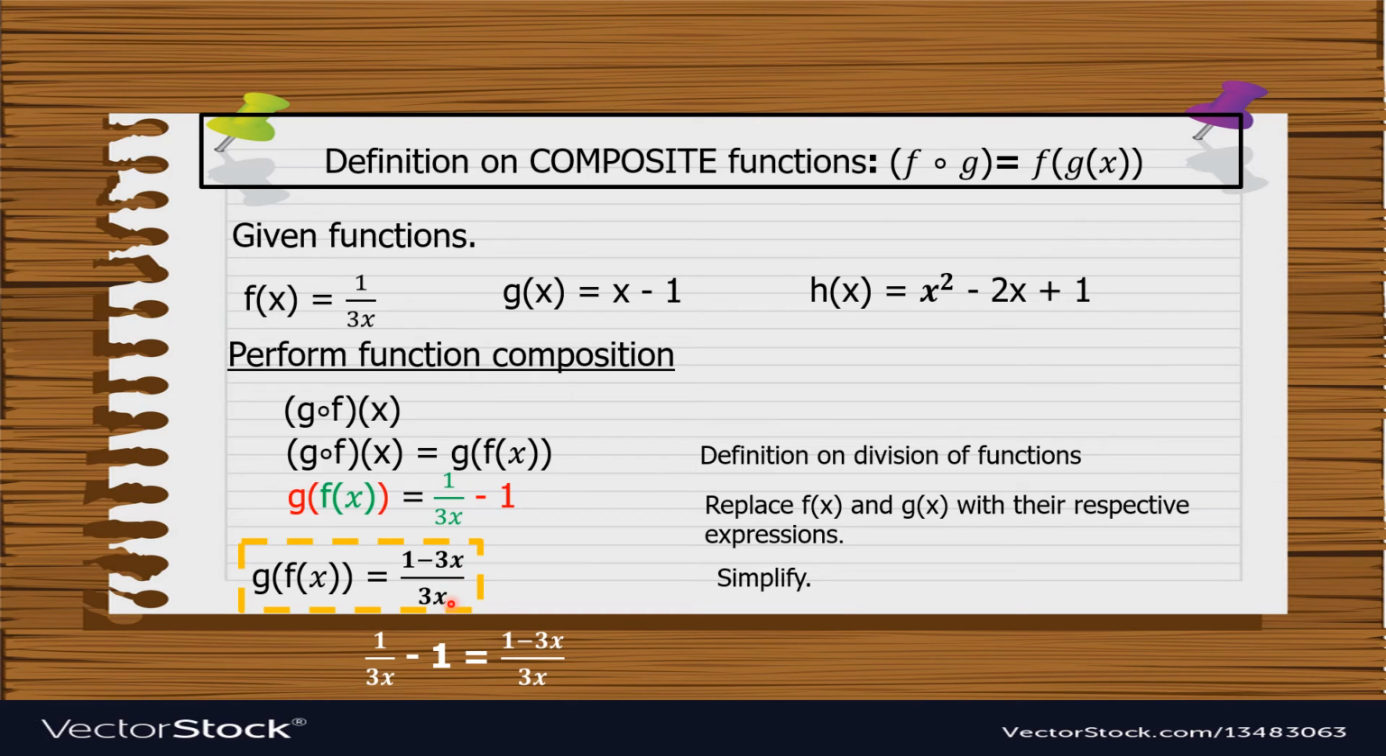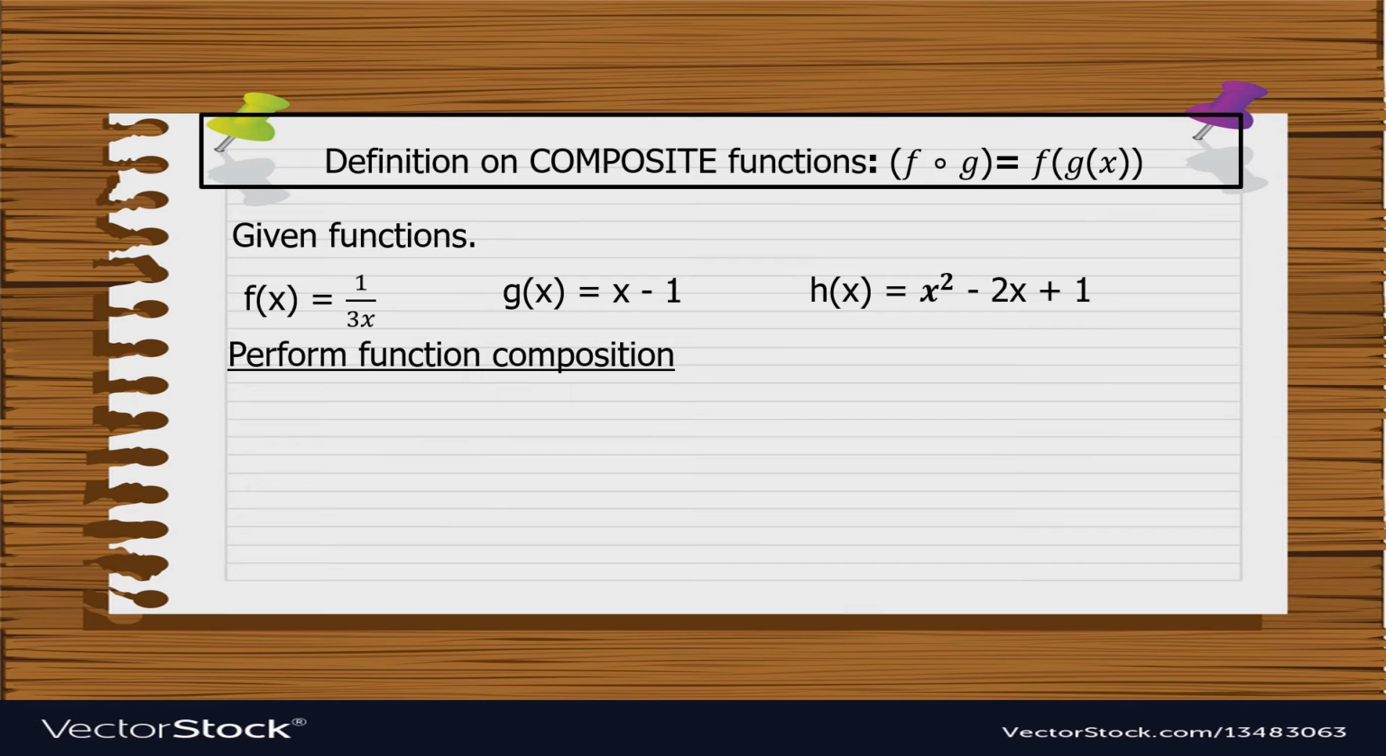As you can see, g composed with f of x is not equivalent to f composed with g of x, or g of f of x is not equivalent to f of g of x, because they will not come up with the same result. Therefore, commutative property is not applicable over composition function.